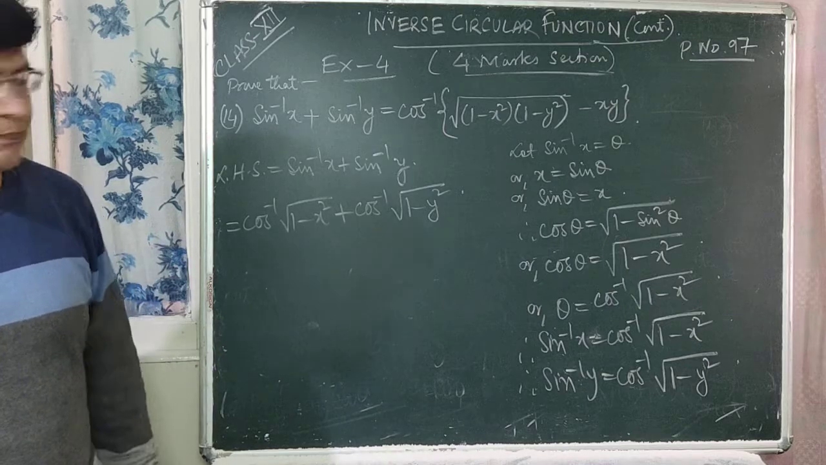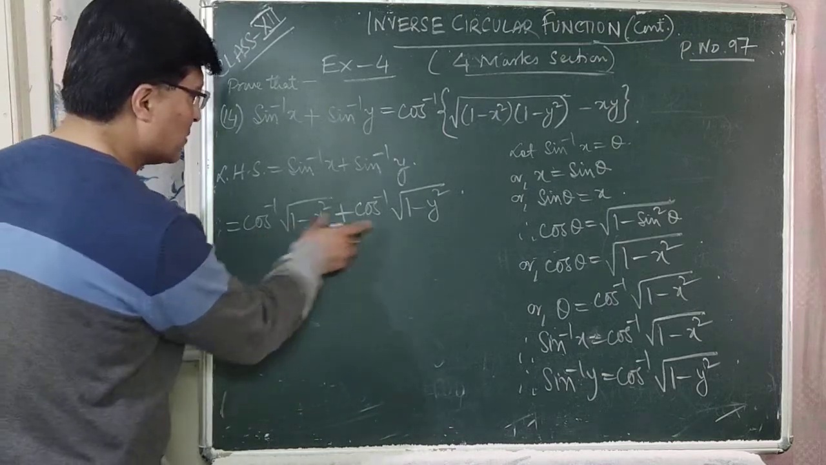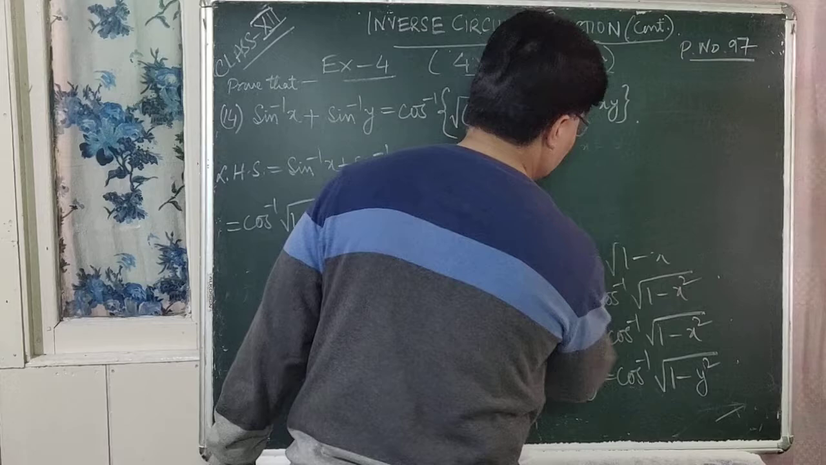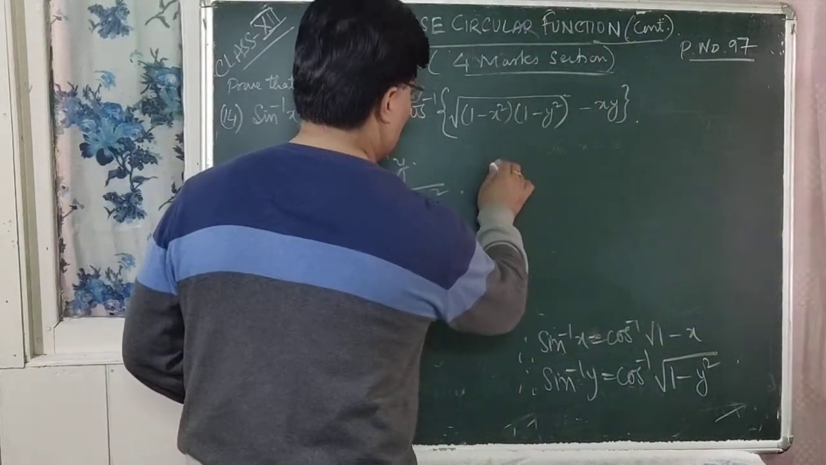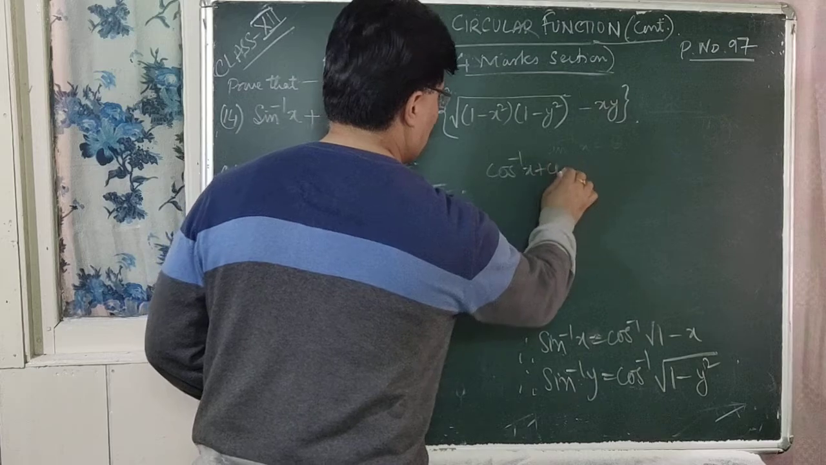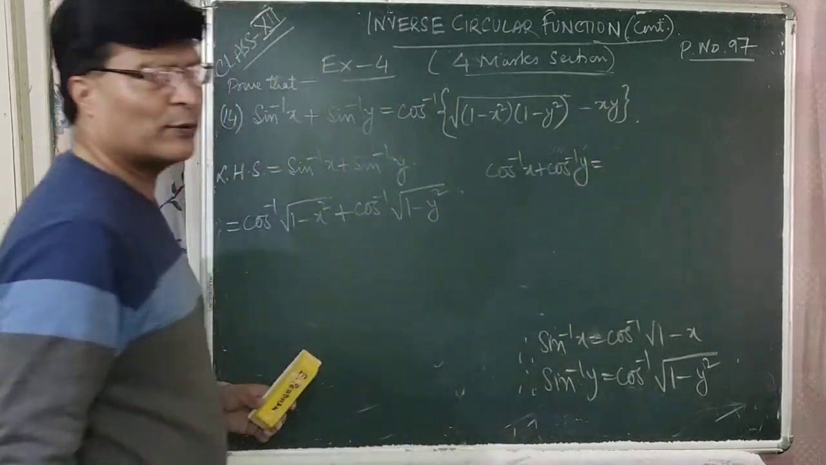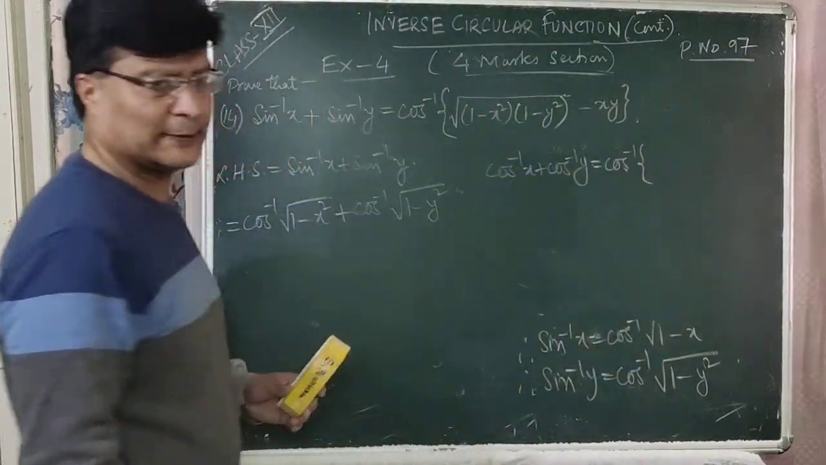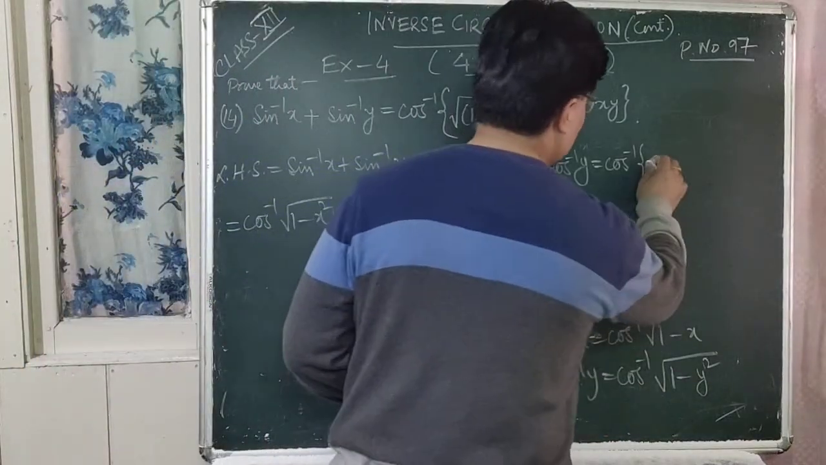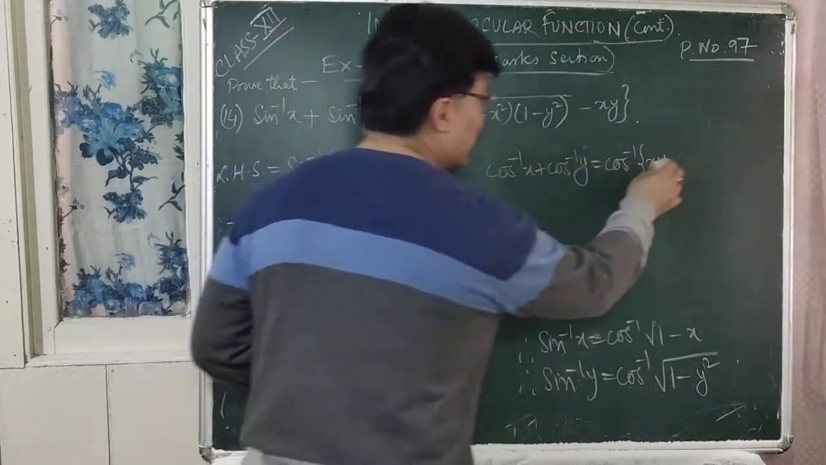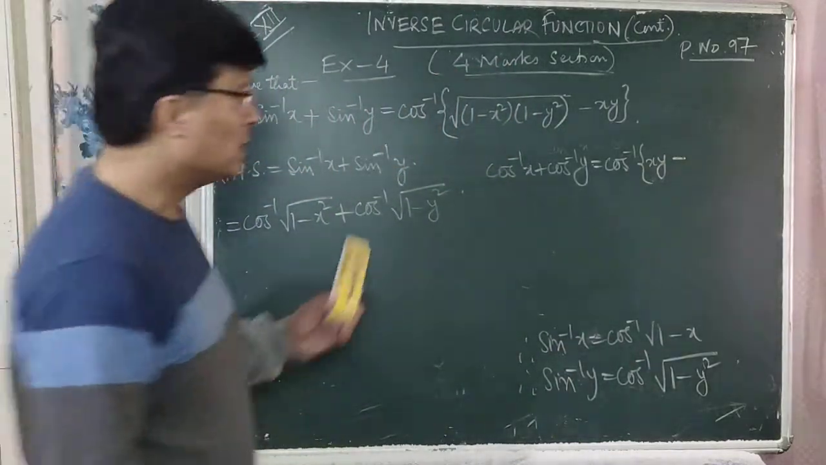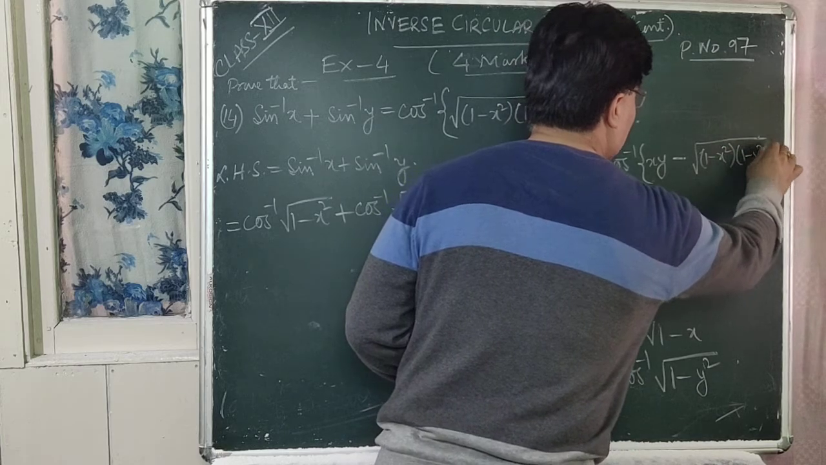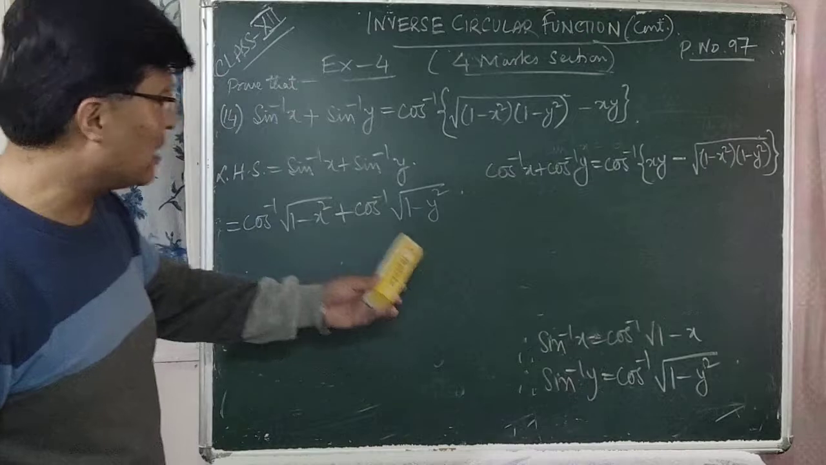So is that clear to all of you? Now, which formula is used? Cos inverse x plus cos inverse y. Now you should know the formula. What is cos inverse x plus cos inverse y? It is cos inverse within second bracket: first of all, it is xy. Then if there is plus sign, you have to write minus sign, right? Then within square root, what do we get? 1 minus x square into 1 minus y square. So this is the formula that you can use here.